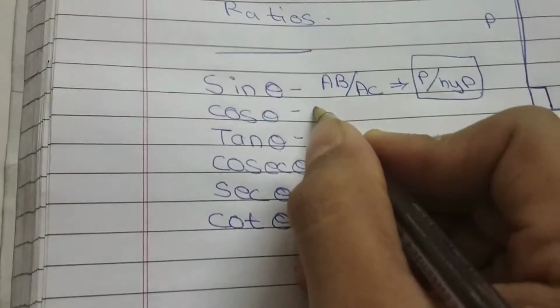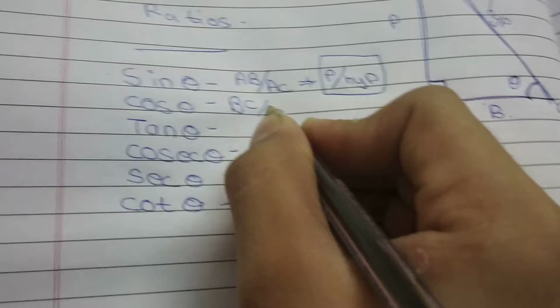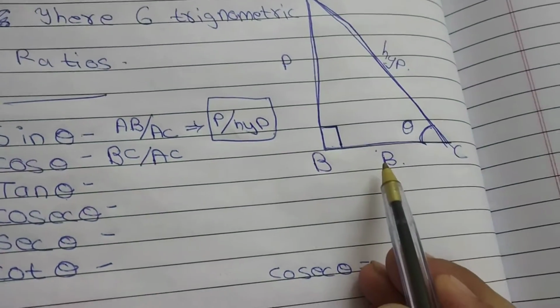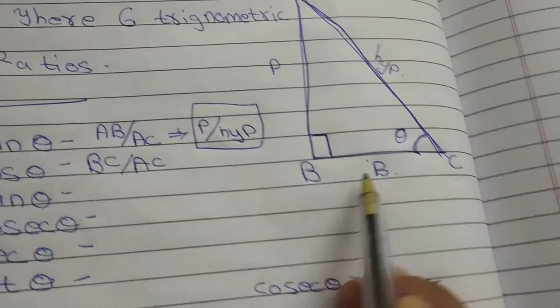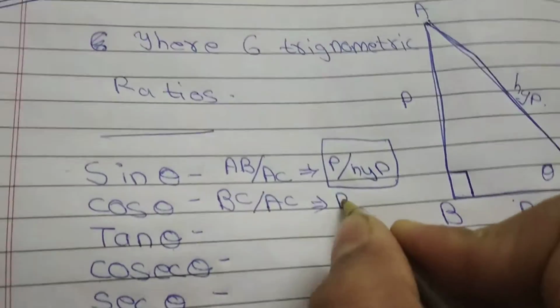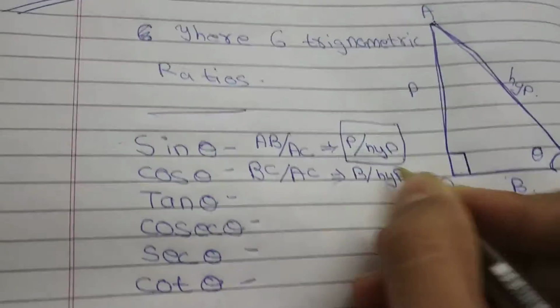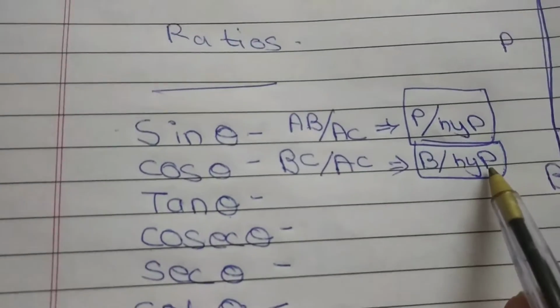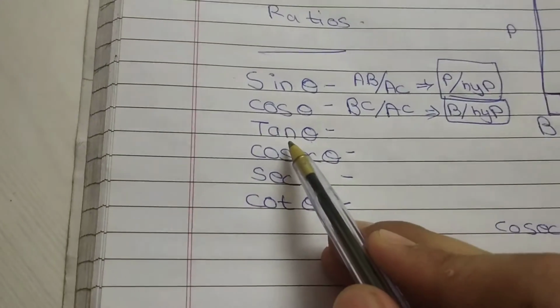Now cos theta is written as BC upon AC. So this is BC, and we have named it as base. So BC and AC, it will be written as base upon hypotenuse. So this is cos theta we get, that is base upon hypotenuse. Now we will see what is tan theta.